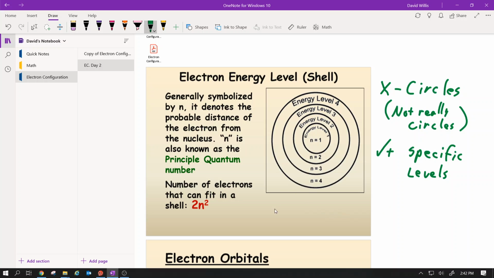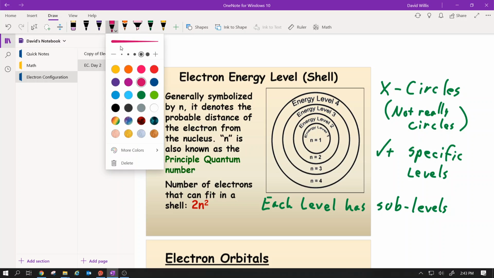Okay. And each level then has sub-levels. Okay, and those sub-levels are going to be the S, P, D, and F sublevels.